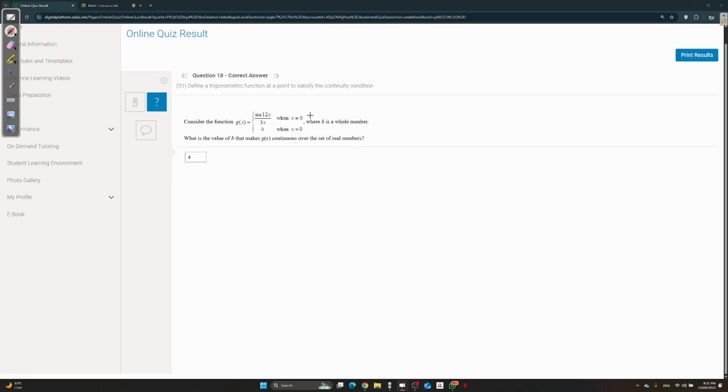Alright, question 18. Consider this function. You have piecewise sine 12x over 3x when x is not equal to 0. Then at 0, it's b, where b is a whole number. What's the value of b that makes g of x continuous over the set of real numbers? For it to be continuous, the value here must be equal to the value here. So what's the limit of this as x approaches 0? 12 divided by 3 is what? 4. So this b has to be equal to 4. That's it. You can do it in your head.